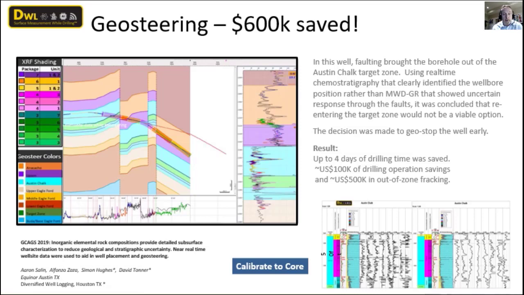It's important to note that the gamma ray does not have a lot of character as you go across this boundary. It was the cuttings measurements that provided them with the information and geoconfidence to make this decision. In doing so, they saved about $600,000 in what would have been non-productive costs associated with drilling and completions.